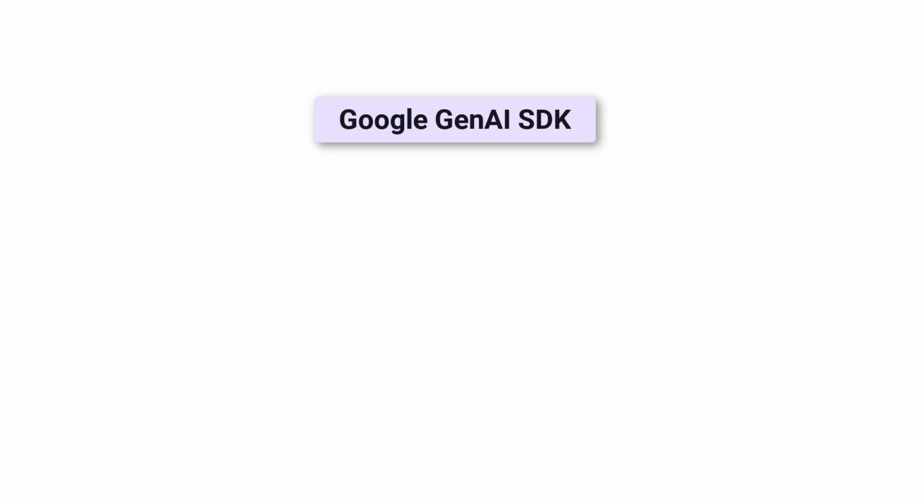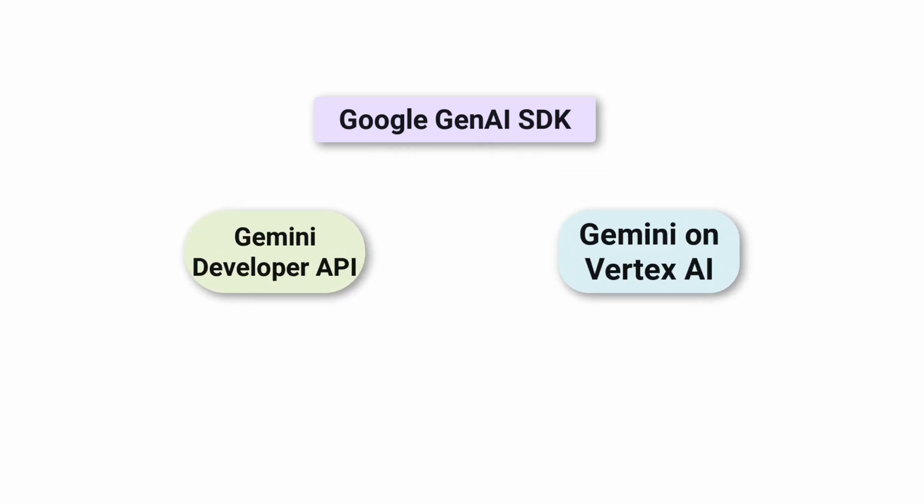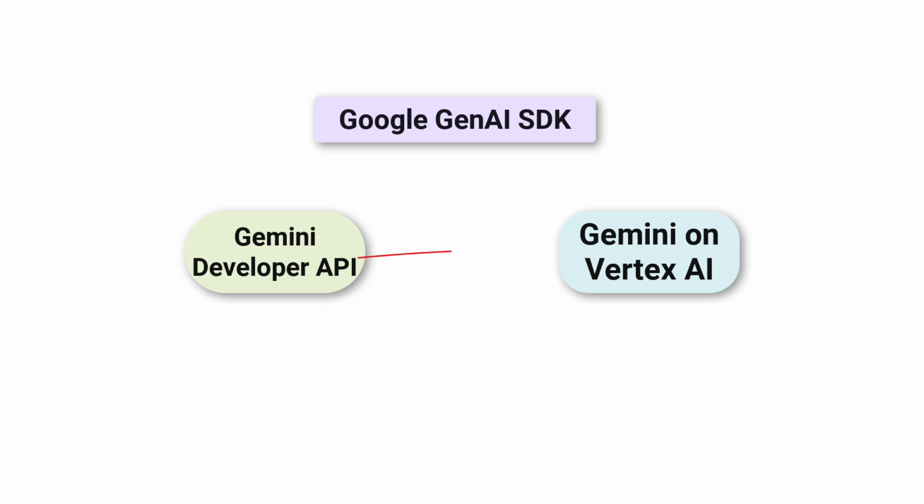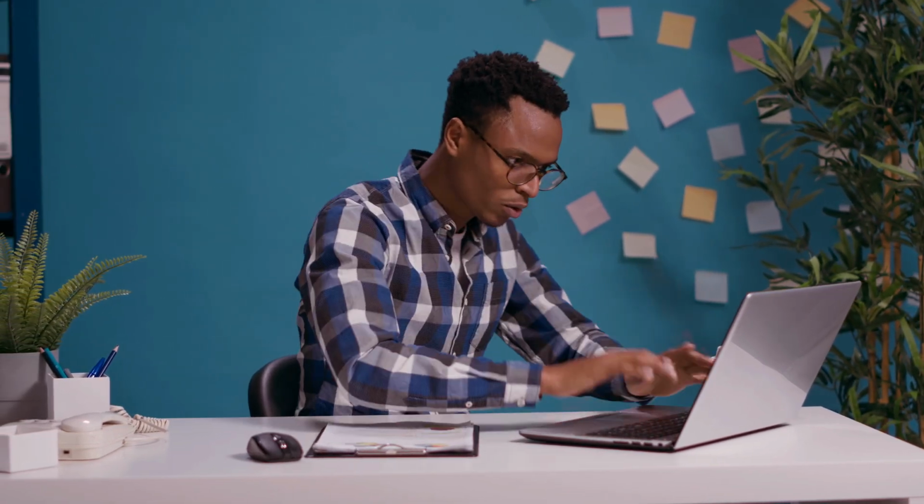If you've been working with Gemini, you likely encountered two separate client libraries, one for Gemini Developer API and the other for Gemini API on Vertex AI, which is the enterprise version of it. While they were similar, they weren't exactly interchangeable. What this meant was that when moving from experimentation in Gemini Developer API to production in Vertex API, you had to rewrite the code, which, while not difficult, was definitely not pain-free.